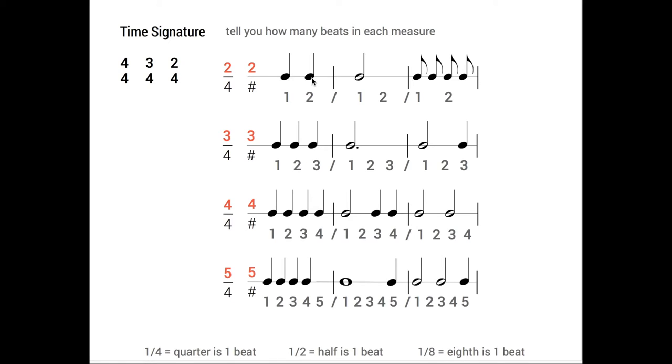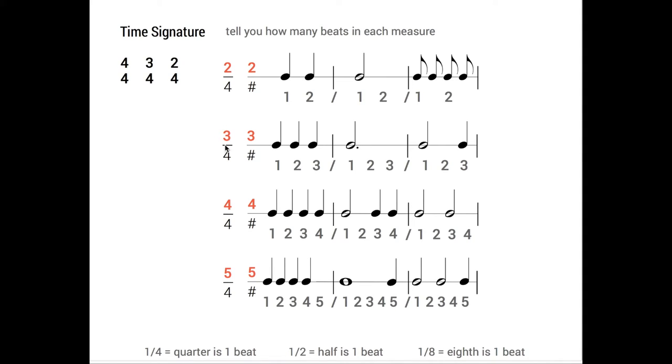1, 2, bar line. A half note is 2 counts, so 1, 2, it takes the whole 2 counts. And bar line, an eighth note is half a count, so 2 eighth notes is 1 count. 1, 2. It can be any combination of notes that add up to 2, like two quarter notes, one half note, or four eighth notes. As you can see, they all add up to 2 beats.